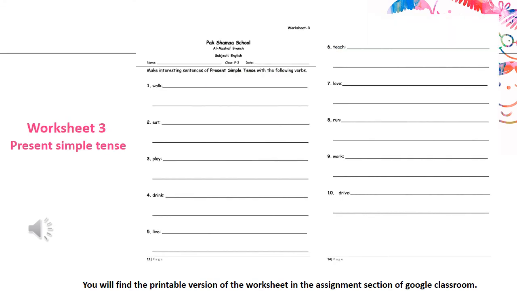Dear students, now look at worksheet 3. In worksheet 3, you have to make interesting sentences of present simple tense using the verbs given here. Here I gave 10 verbs for you. You have to change the form of the verb and make present simple tense. Students, now think very carefully and then make interesting sentences.